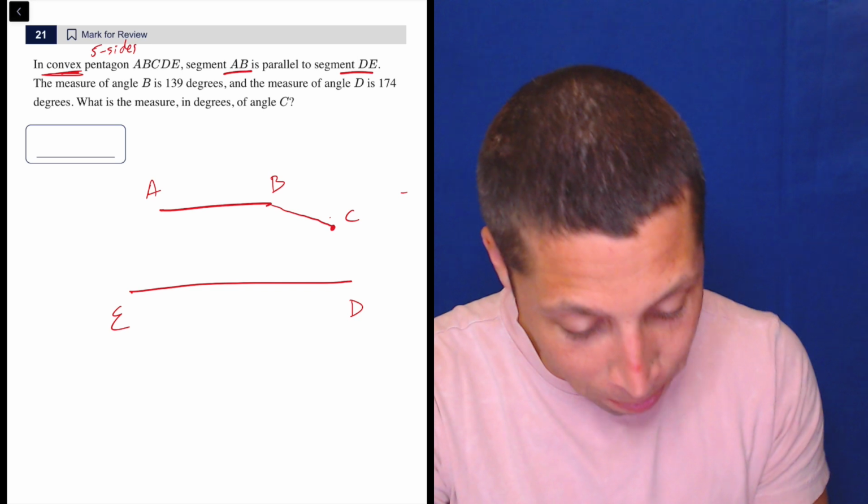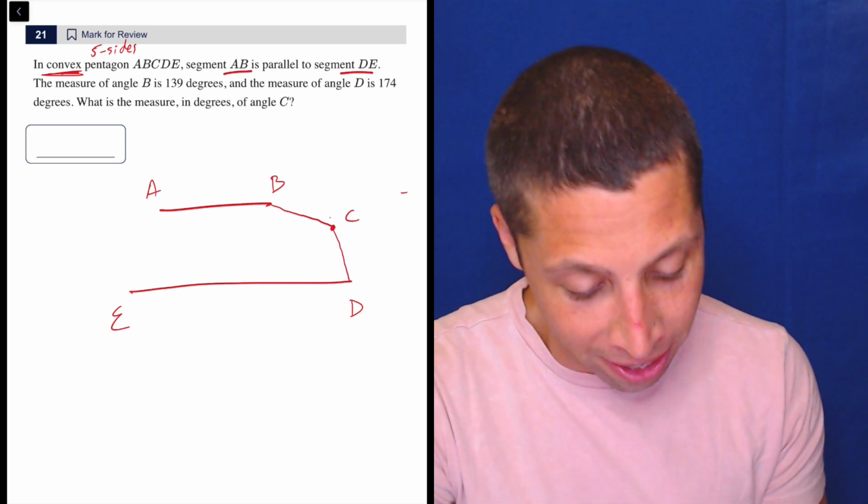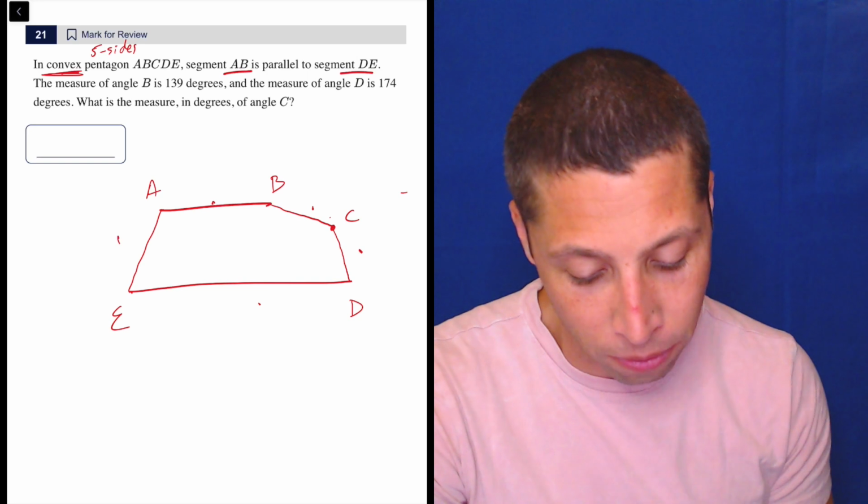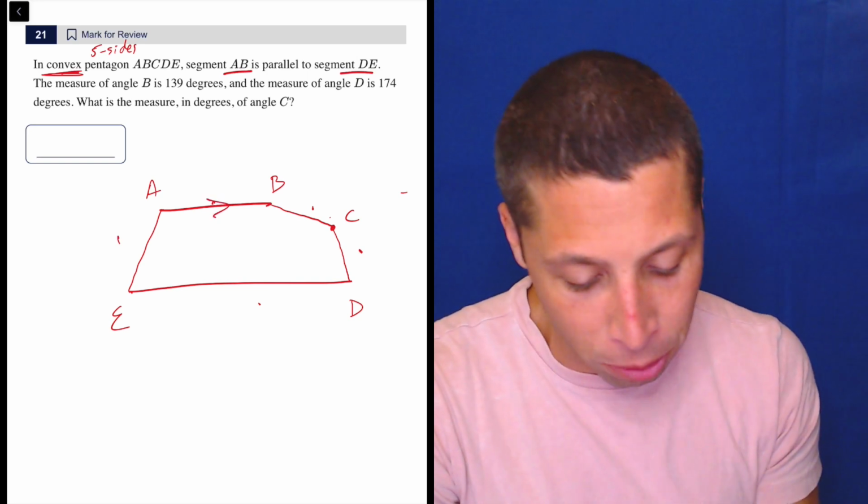So you can see it's bending there, it's bending here, and then we're going to have one more side. So how many sides do we have? 1, 2, 3, 4, 5. Okay, and these two sides are parallel.